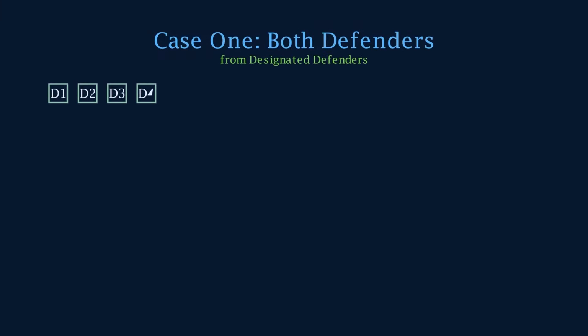Case 1. Both defenders from designated defenders. Write 5 choose 2. This represents choosing 2 defenders from the 5 available. We calculate this as follows. Multiply 5 by 4, then divide by 2. That gives us 10. So there are 10 ways to choose the 2 defenders.